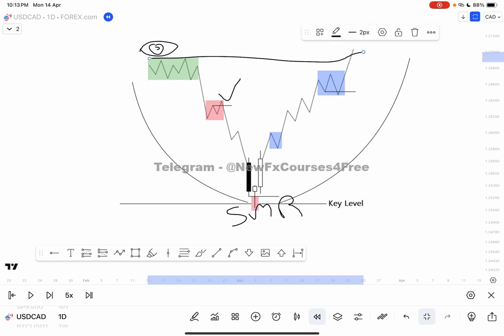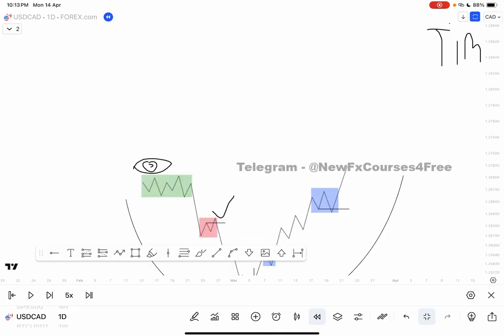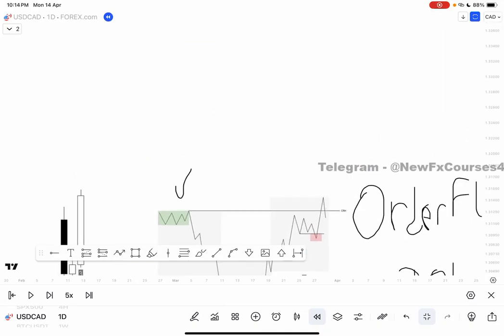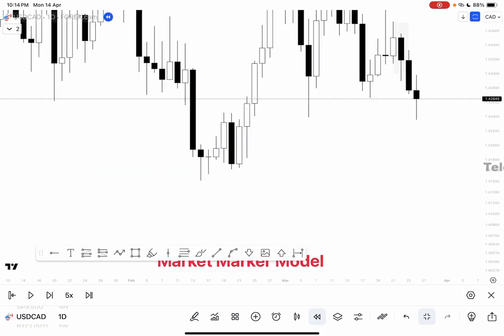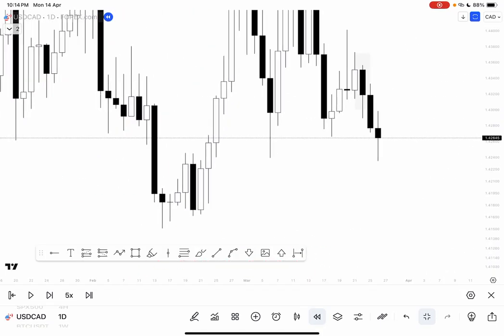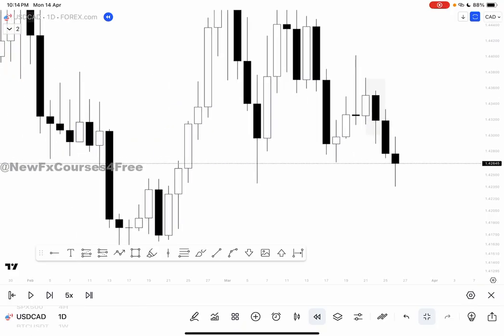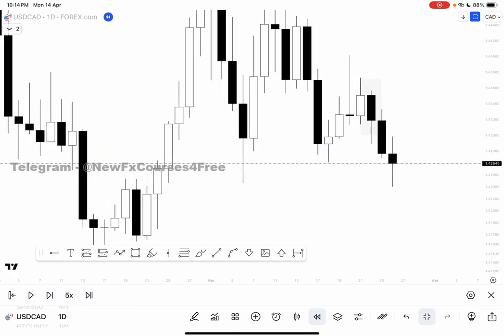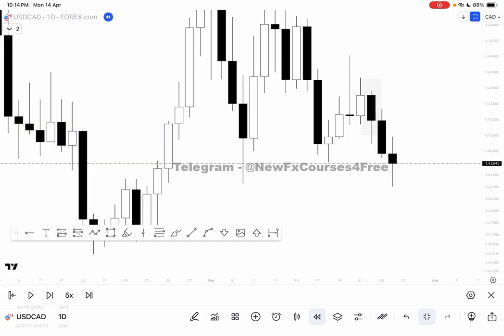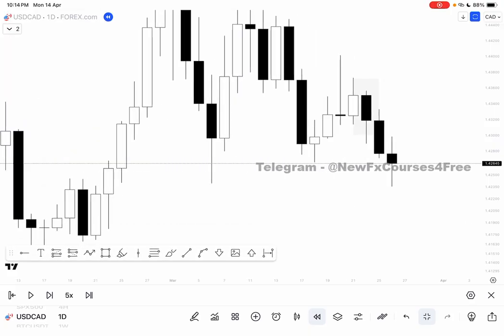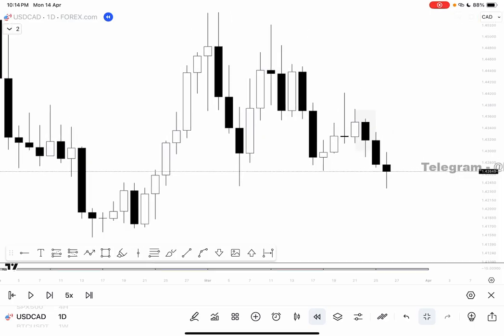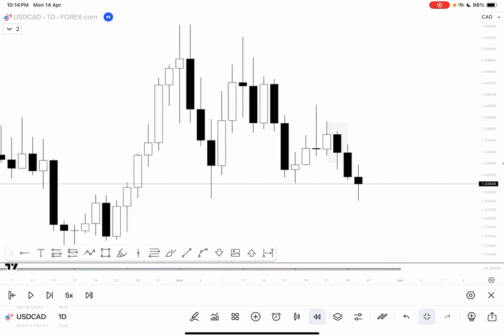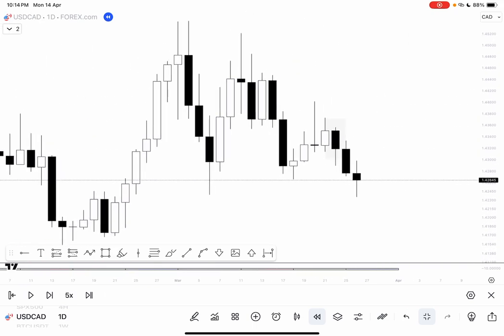So that's that for the illustrations. Let's move on to the live charts. I'll be using USD CAD for this example. Let's mark the time of the month together. This is the daily time frame on USD CAD.